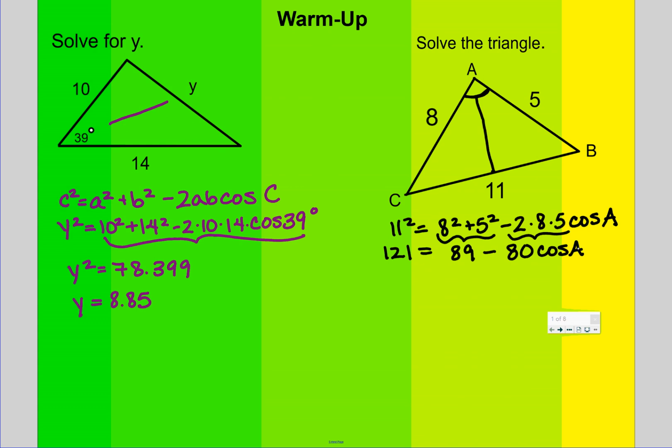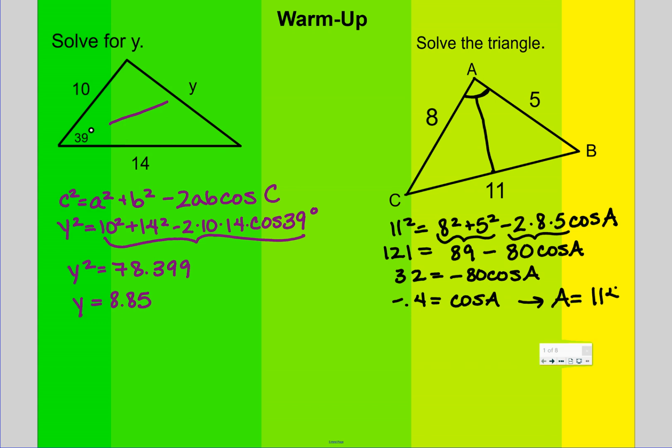So now we just start moving things away from the A. We're going to subtract 89 on both sides, which gives me 32 equals negative 80 cosine A. Divide by negative 80 gives me negative 0.4 equal to cosine A. And then last step, inverse cosine of negative 0.4. And then usually our angles, we round to the nearest degree, so it'd be 114 degrees. It's like 113.57.